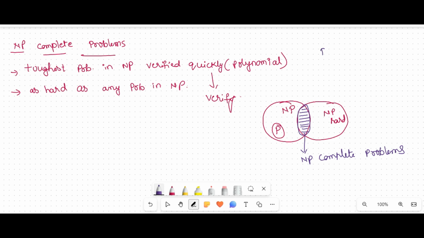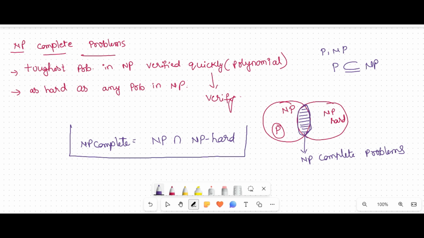You know the relation between P and NP: P is a subset of or equal to NP. This is NP hard, up to here. The intersection of this is where the toughest problems are. So NP complete is nothing but NP intersection NP hard.